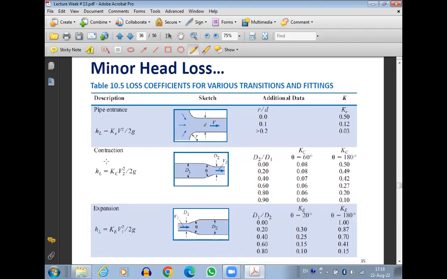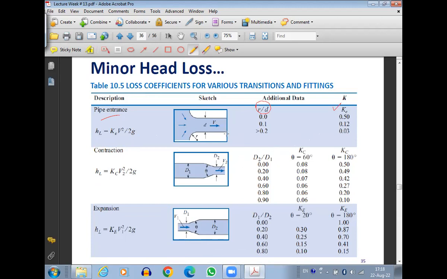Then we have other cases as well. This is again the pipe entrance case. So HL equals K entrance times V square upon 2G. Depending upon the value of R by D, we will have the value of K entrance.